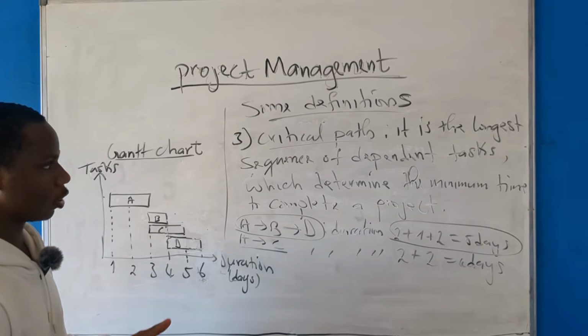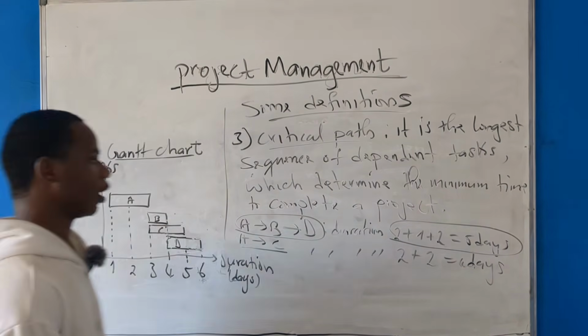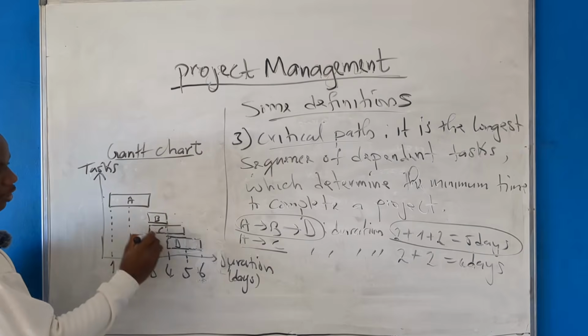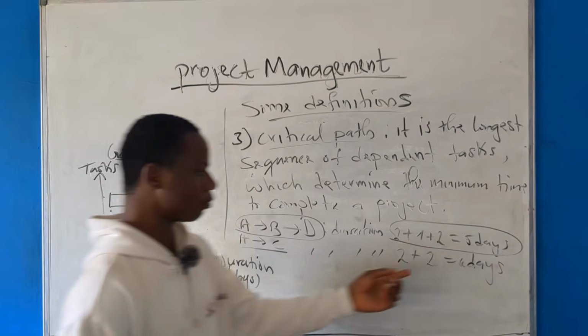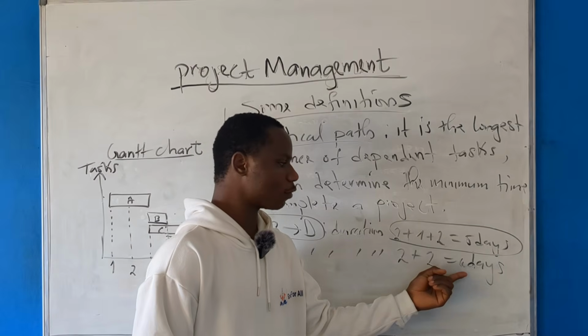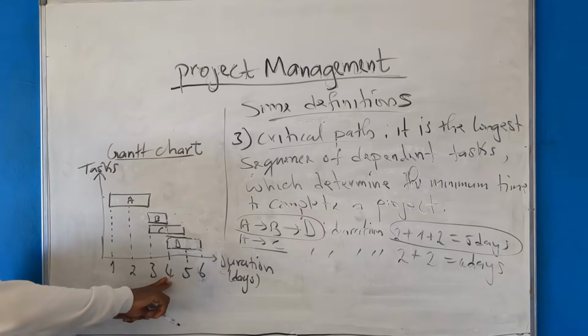Why? So let us go to the definition again. It is the longest sequence of dependent tasks. Good. Remember that we are just looking at dependent tasks. Good. Now, we determine the minimum time to complete a project. Some people will think that the minimum time here is 4. No. The minimum time is not 4 because at day 4, you are not completing the project. There's a task that moves from day 5 to day 6.